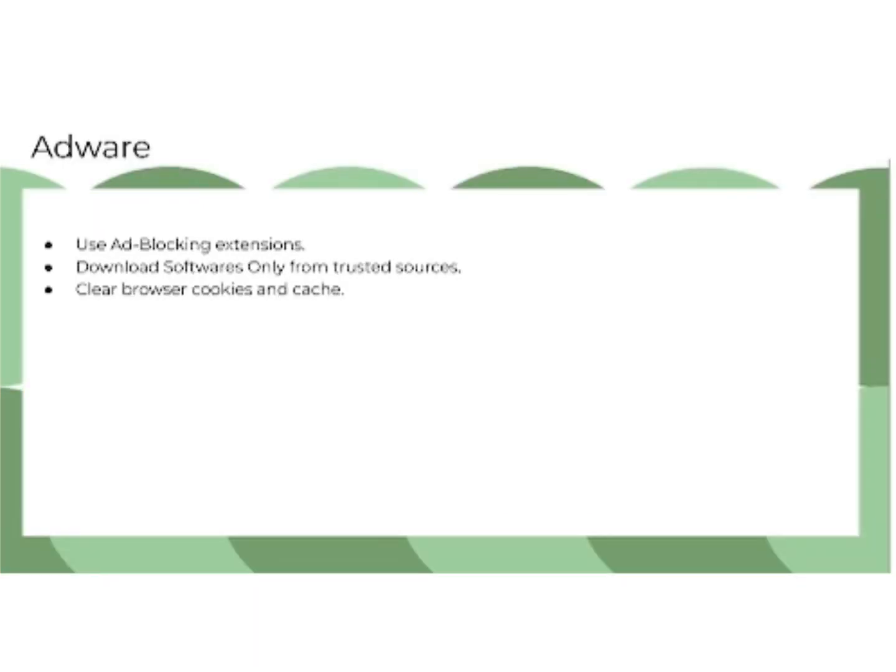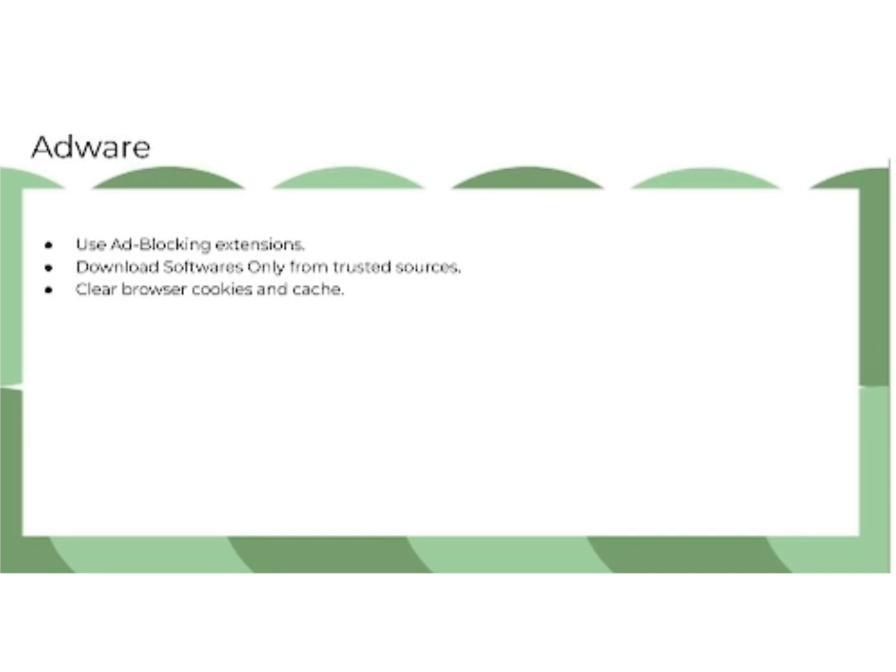Adware is another common threat. It bombards you with unwanted ads and can even track your online activity. Here are some preventive steps. Use ad blocking extensions to stop most ads from showing up in the first place.